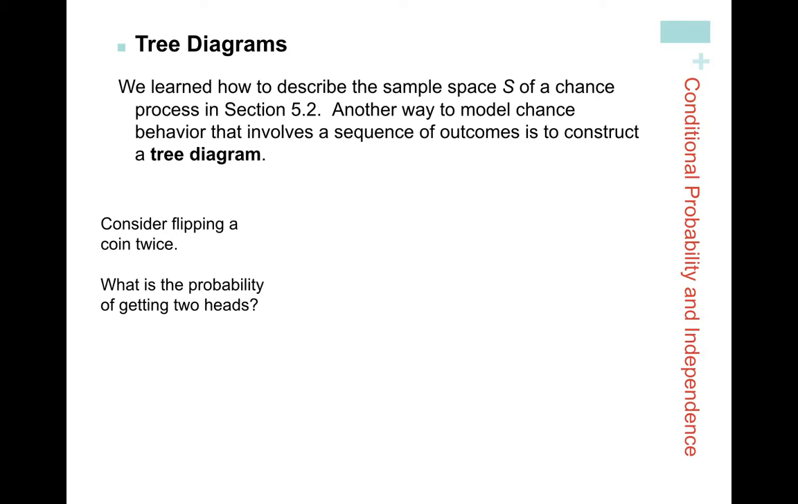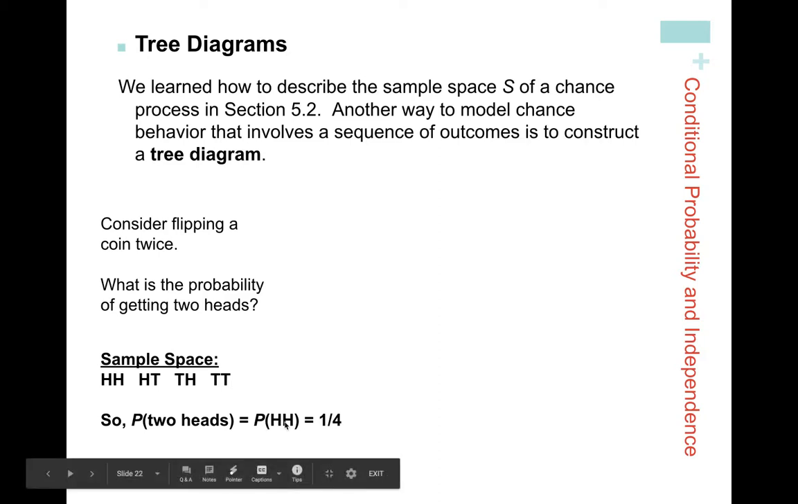If we use capital H to represent the outcome of heads, and capital T to be tails, these are the different possible outcomes that could happen. You could have a head then a head, a head then a tail, TH, or TT. So HH, HT, TH, or TT. So the probability of two heads is the probability of HH, which is 1/4, because each one of these is equally likely to occur.